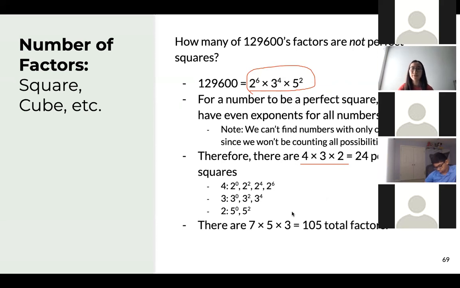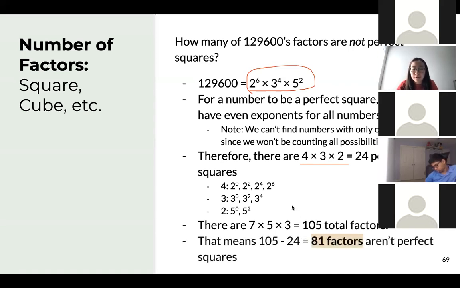And so then you go back and do it normally. So you just find the exponents 6, 4, and 2, add 1 to them, and then multiply those together. That gets you 105 total factors. So using our strategy, we do 105 minus 24, which gets us 81 factors that aren't perfect squares. Okay. Does anyone have any questions on that?